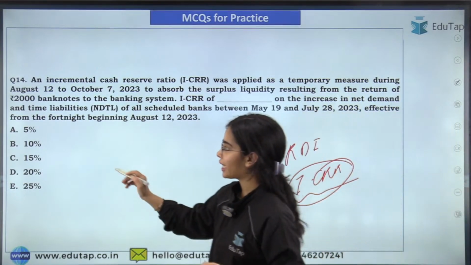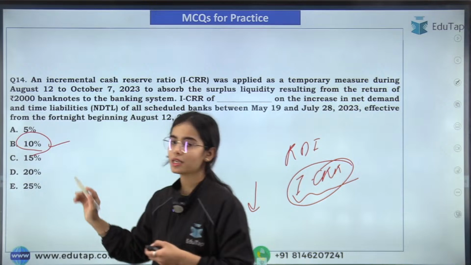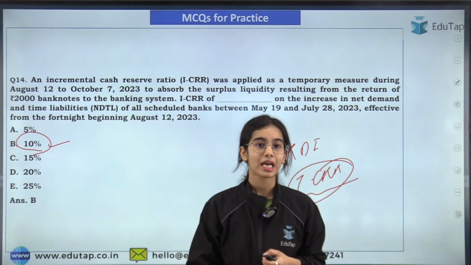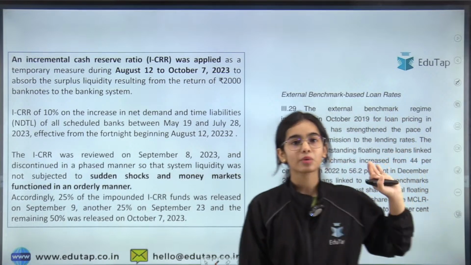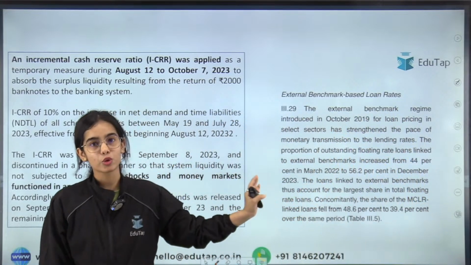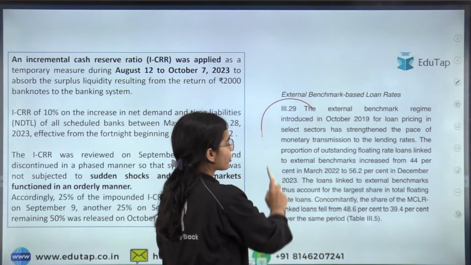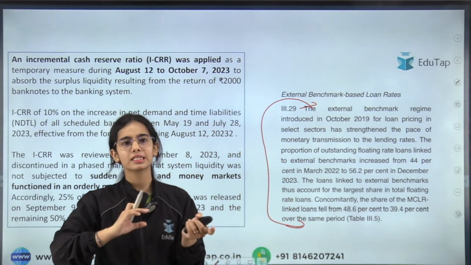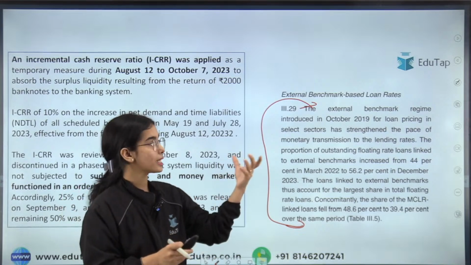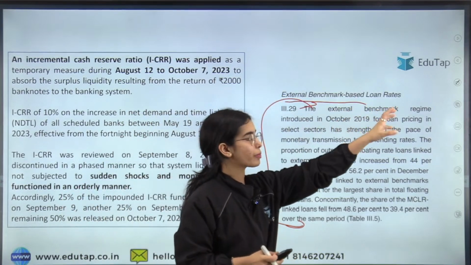That is by 10%. So that is very easy. Everyone has given the right answer. So this is one point that you have to remember. Now the external benchmark based loan rate. I have given you the information regarding this. The percentages here are important. So at least see how much is the increase in the external benchmark based loan rate.